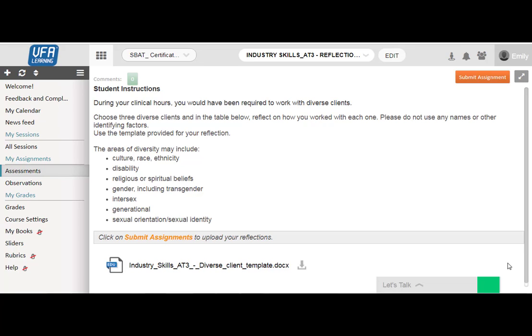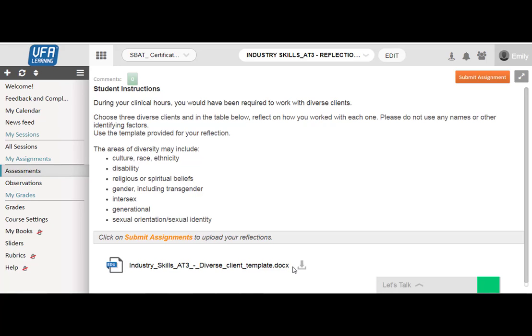these ones. Now, for confidentiality purposes, make sure that you're not using any names or any other identifying factors. So the areas of diversity that you can choose from include culture, race or ethnicity, disability, religious or spiritual beliefs, gender, including transgender, intersex, generational or sexual orientation or identity.